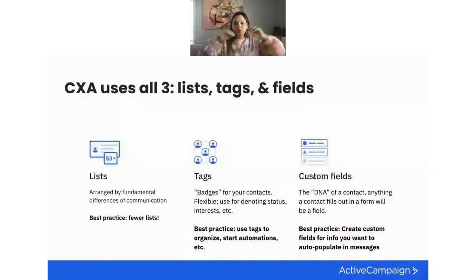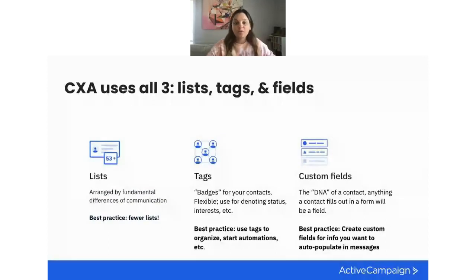Let's regroup and talk about the things that we just spent some time on. So lists, like I said, are going to be your fundamental differences of communication. Tags are going to be your badges, and they're a lot more fast and flexible. So lists are concrete, tags are flexible. You want to keep the mindset of less lists, more tags. The more lists you have, the more specific you're going to start getting.